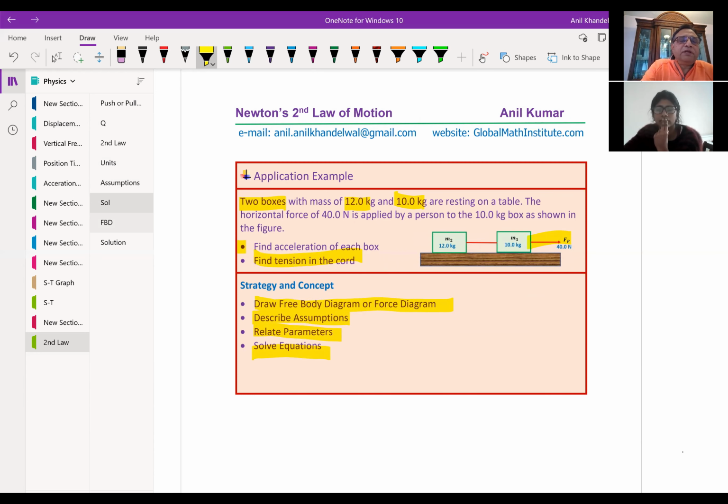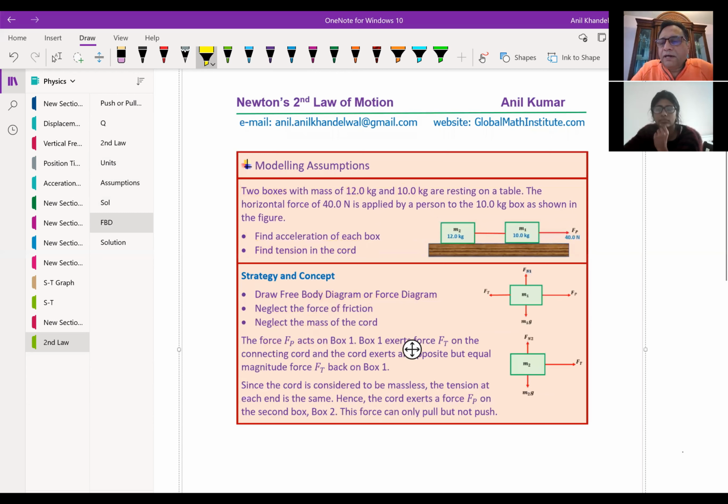Now let us begin with drawing the free body diagram. To draw the free body diagram, let's consider first the mass M1. And on this mass, we are applying a force, F_P, pulling it to the right, as shown here with 40 newtons of force.